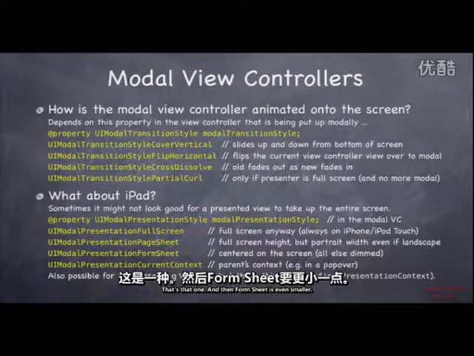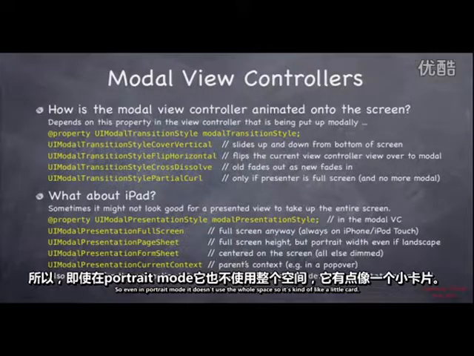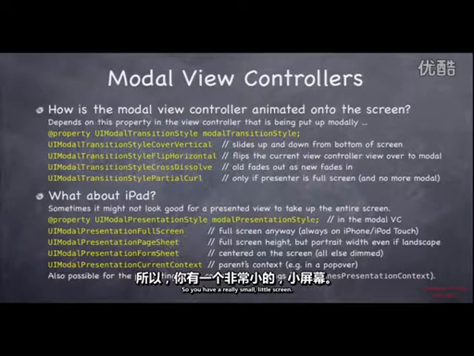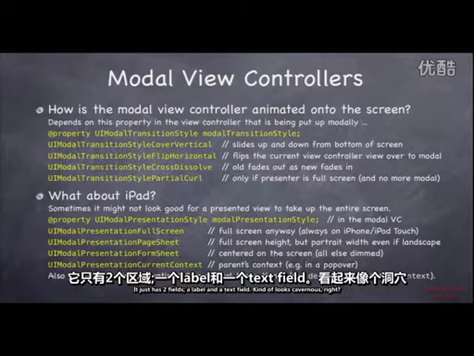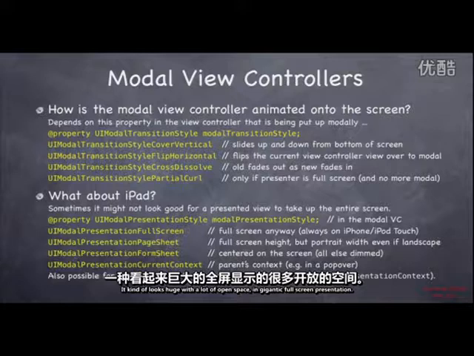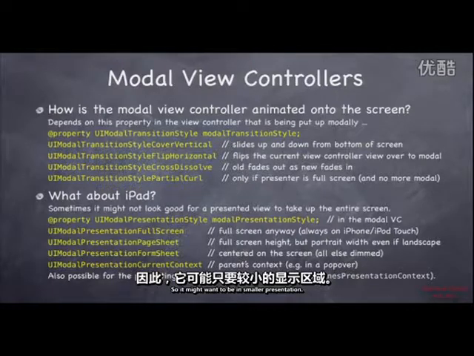And then form sheet is even smaller. So even in portrait mode, it doesn't use the whole space. So it's kind of like a little card. So if you had a really small little screen, because you'll see today in the demo, all our modal view controller does is ask a question and get an answer. It just has two fields, a label and a text field. It kind of looks cavernous, right? Kind of looks huge and a lot of open space in gigantic full screen presentation. So it might want to be in a smaller presentation.